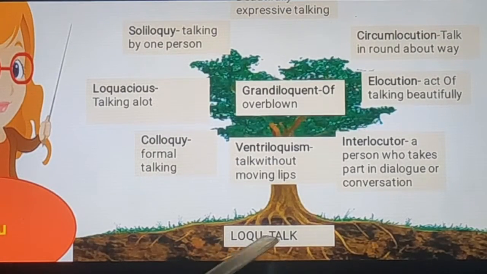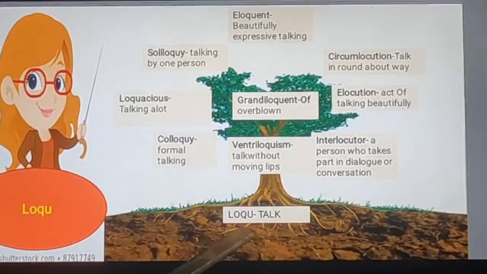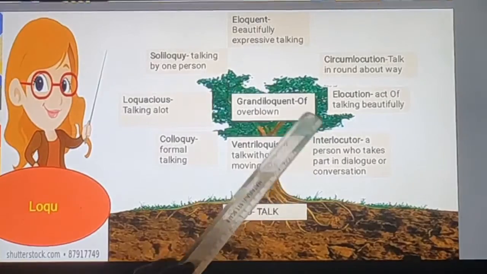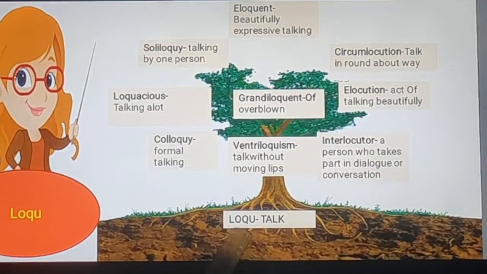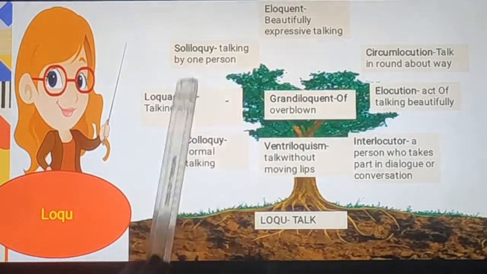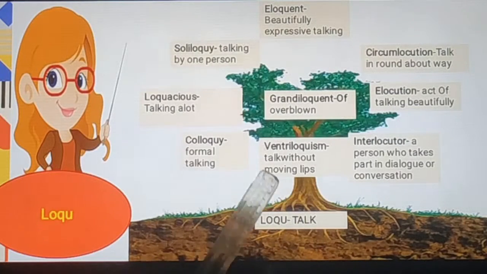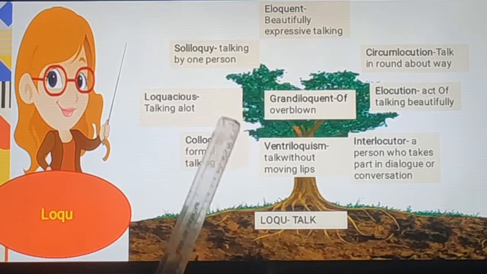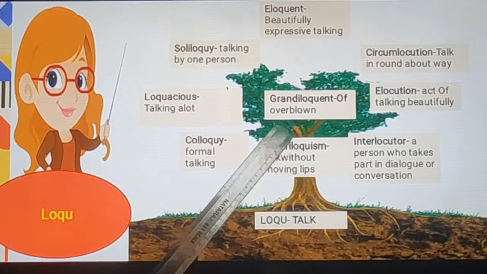So, are you understood? These are also loque. Loque words are also related vocabulary. This is the root word of loque, a base word also. That's why these are also called talk words. These words also introduce talking.